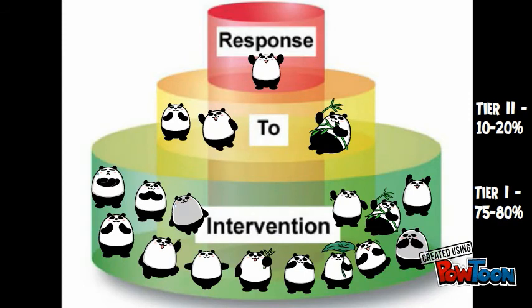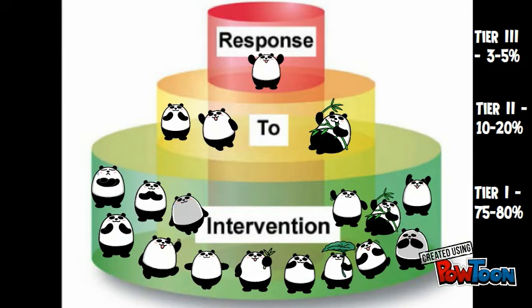Tier 3 interventions are designed for 3 to 5% of a traditional classroom population where the student needs one-on-one support to be successful. This could look like a functional behavior assessment and behavior intervention plan if it's a behavioral need, or possibly some one-on-one academic intervention for a student who has an academic need.